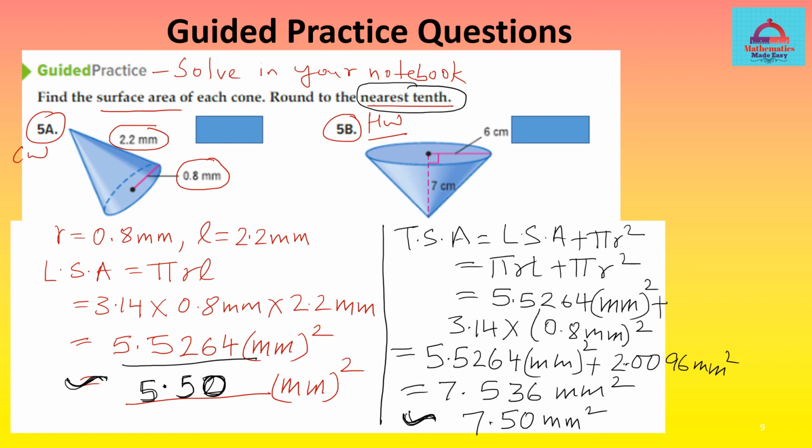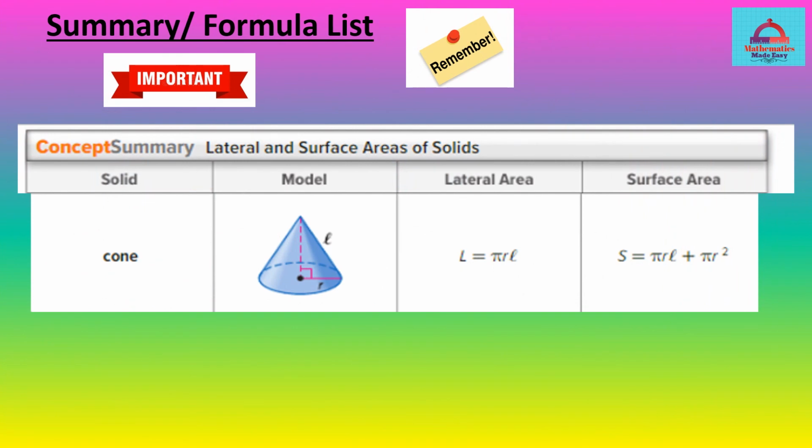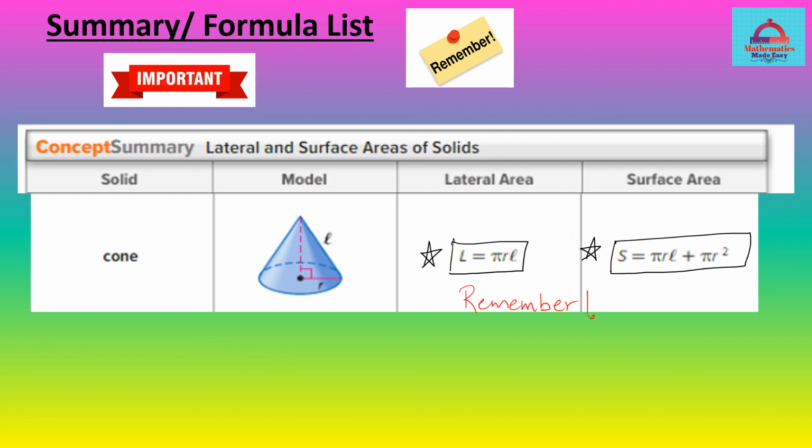Do try 5B as your homework and then put your answers in the comment section. So with that, we have completed our learning objective for today. We have learned in the lesson today how to find the lateral area and the total surface area of a cone. So just to recap and summarize the two important formulas. Lateral surface area is pi r L, total surface area is pi r L plus pi r square. I've put stars here that tell you that you need to remember these formulas. It's quite important, so that you will be correctly using them for solving questions on surface area of cones.